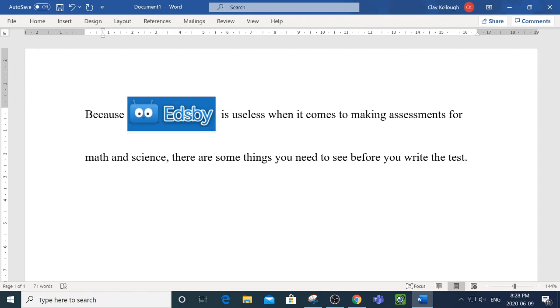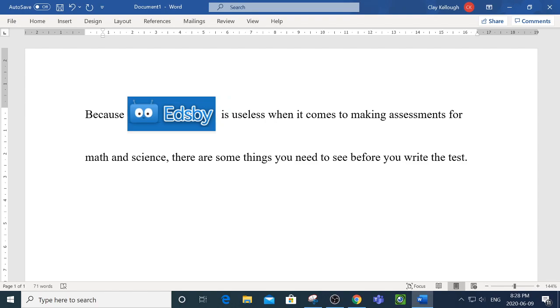Number one, they have told us that we're stuck with this Edsby, so it is kind of my job to learn how to use it. This is kind of my last chance since this is the last test for all my classes and the year is over. So I thought, well, let's get this going and learn how to use this thing.